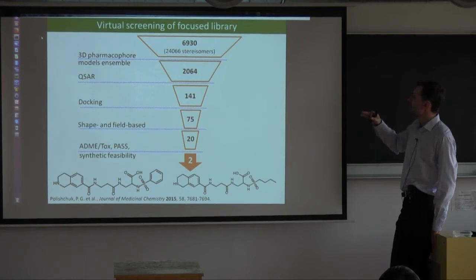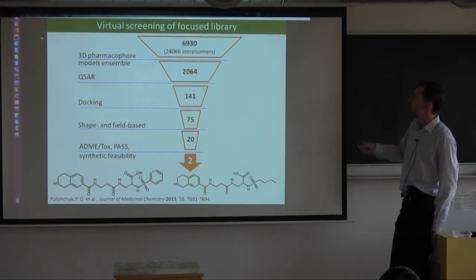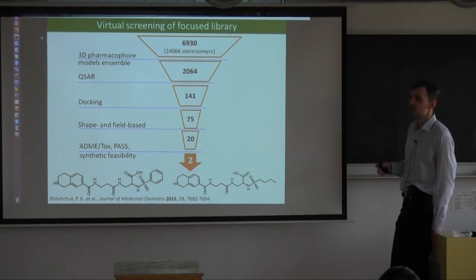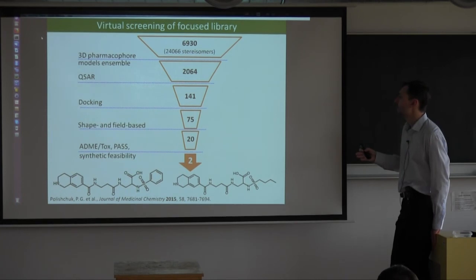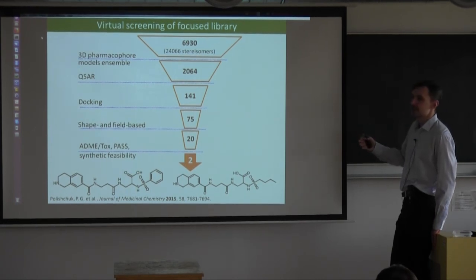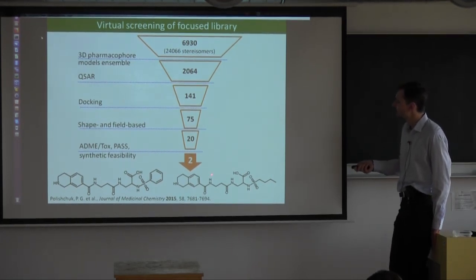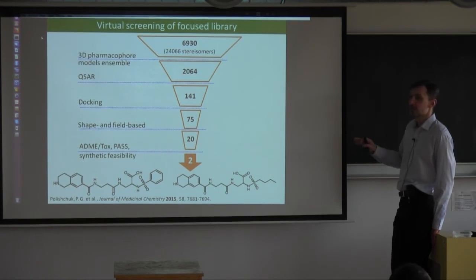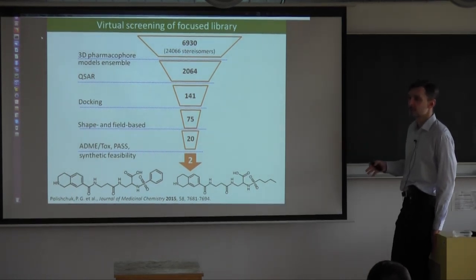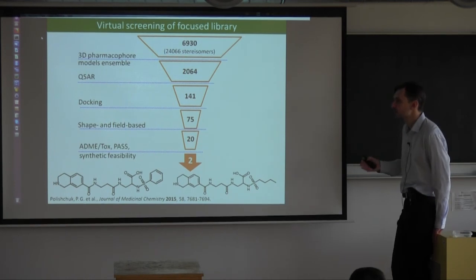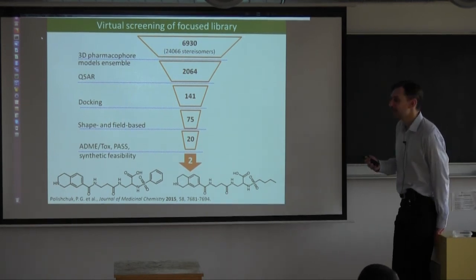Therefore, we virtually enumerated a library of about 7,000 compounds, and enumerated all of their stereoisomers. We used building blocks with which our chemists were familiar. We passed those compounds sequentially through different filters, from pharmacophore, QSAR, docking, and so on. And finally we selected for synthesis just 2 compounds, because we are limited in budget, so we have to develop active compounds at lower cost.